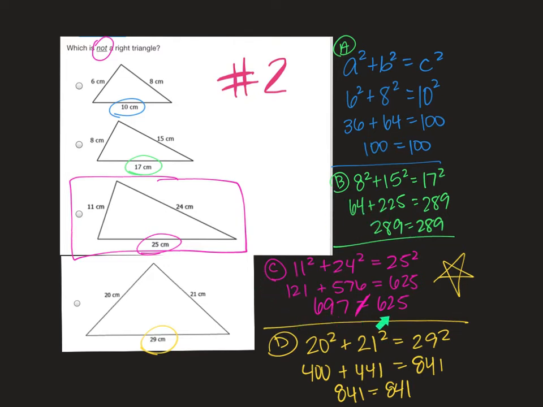On C, when we multiplied and added everything up, we got 697 was equal to 625, which is clearly not true. So that tells me it is not a right triangle. The last one did end up 841 is equal to 841, so it was also a right triangle. But since we're looking for the one that does not, your answer is C.